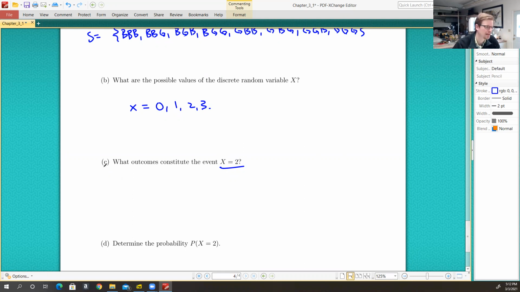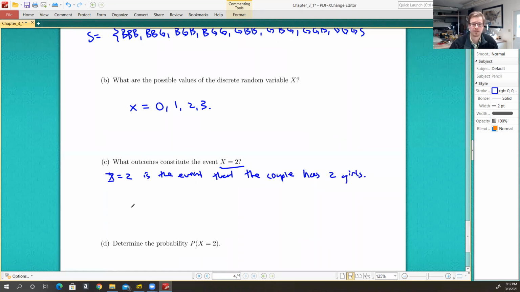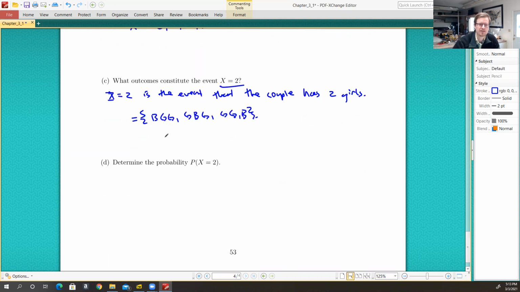So that would be what outcomes? Well, that would be the outcomes of having 2 girls. So x equals 2 is the event that the couple has 2 girls. Excellent. That's easy. That's pretty straightforward. And what ones are those? What are the outcomes there? That would be boy, girl, girl, girl, boy, girl, and girl, girl, boy. Excellent. And let's determine that probability. What is the probability that x is equal to 2?